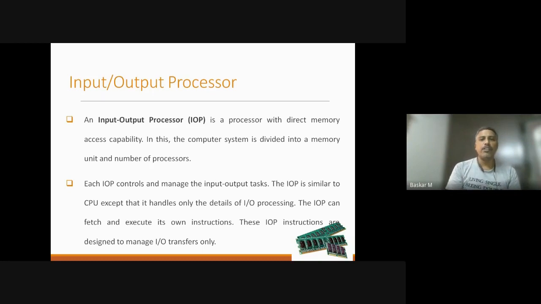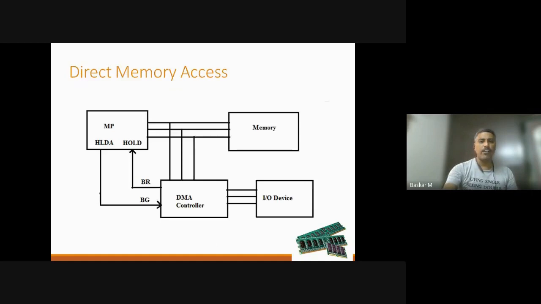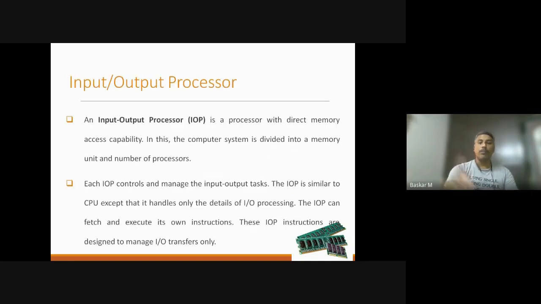In this, the computer system is divided into a memory unit and a number of processors. Each IO processor controls and manages the input output tasks. The IOP is similar to the CPU except that it handles only the details of IO processing. These IO processors try to act as a CPU. Sometimes we can call them DMA controllers acting as an IO processor. That means the IO processor can fetch and execute its own instructions. These IOP instructions are designed to manage the IO data transfer only.